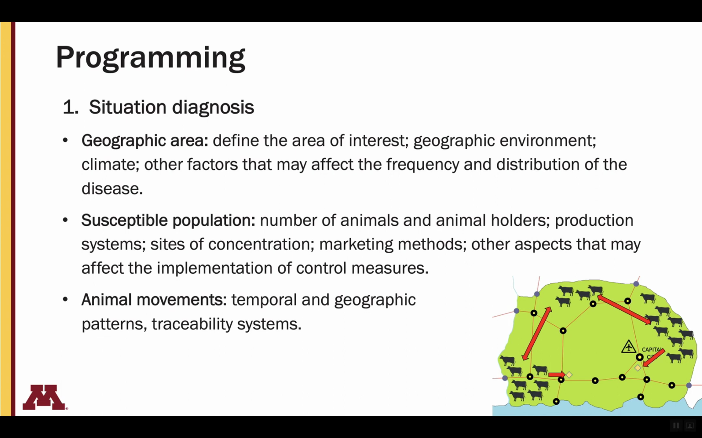The susceptible population must also be described in detail. The number of animals and animal holders, their geographic distribution, the most relevant production systems, the sites of concentrations of animals, and any other aspects that may affect the implementation of control measures.